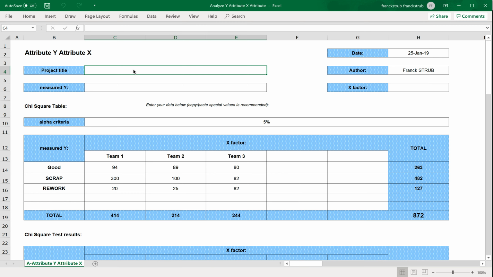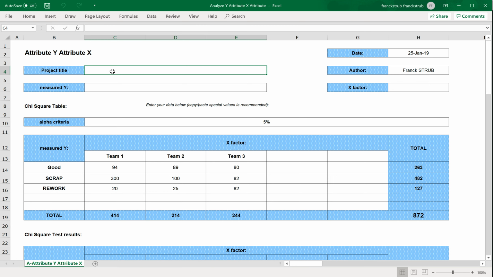Good morning. With this tutorial, I want to show you how to analyze your data when your CTQ or Y of your project, of your DMAIC project, is attribute, and when you have a factor X, which is an attribute. For this, you will open the Analyze Y attribute, X attribute Excel file, and you will have this model showing up on your display. And I want to show you how to perform this analysis of your Y attribute with X attribute.